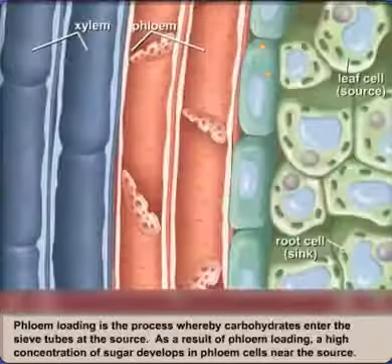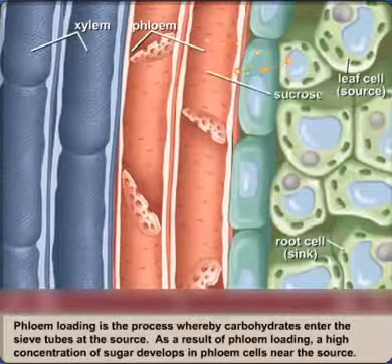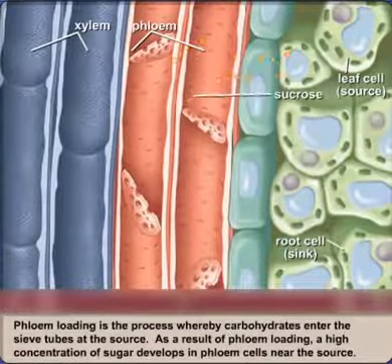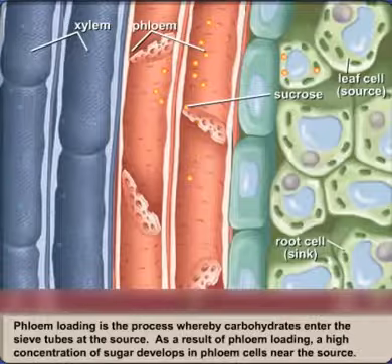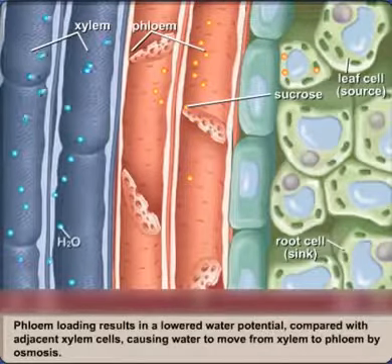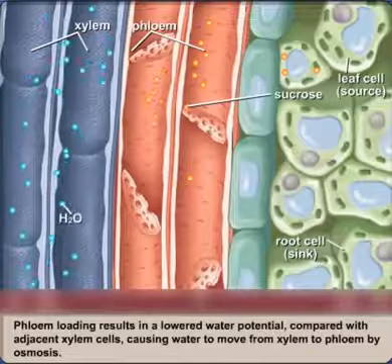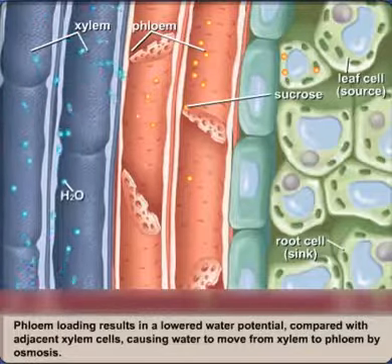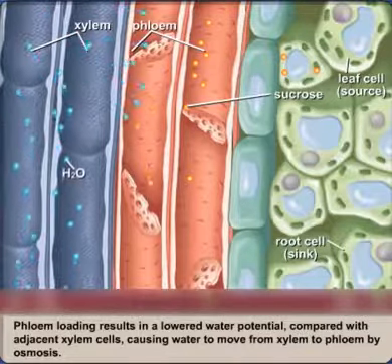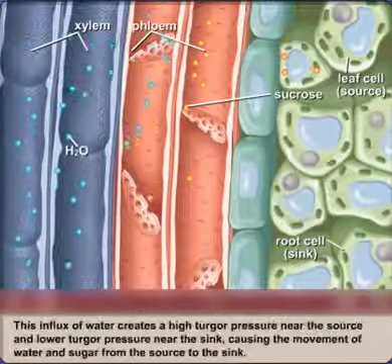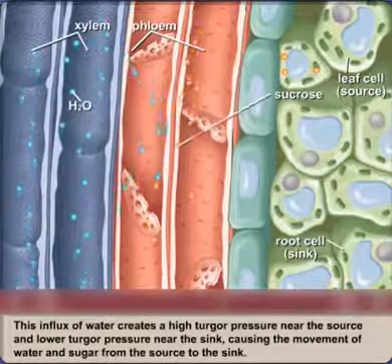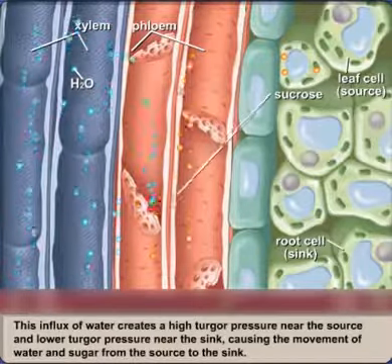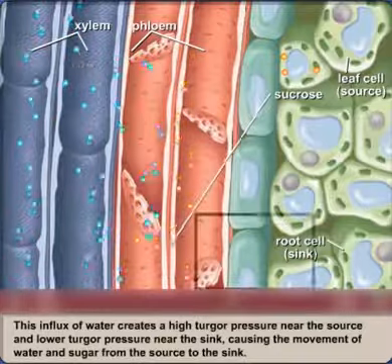Phloem loading is the process whereby carbohydrates enter the sieve tubes at the source. As a result of phloem loading, a high concentration of sugar develops in phloem cells near the source. Phloem loading results in a lowered water potential compared with adjacent xylem cells, causing water to move from xylem to phloem by osmosis. This influx of water creates a high turgor pressure near the source and lower turgor pressure near the sink, causing the movement of water and sugar from the source to the sink.